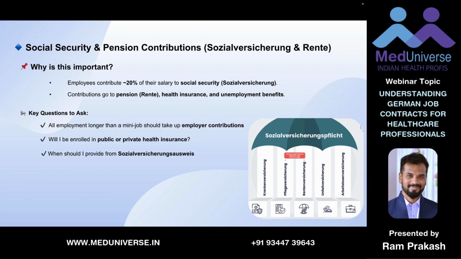When should I provide the social Versicherung Ausweis? When you first come from India to Germany, you will not have this Ausweis. Ausweis means identity card. Here it means a number, an identification number for social security. It will take 2 or 3 weeks to reach you. So this should not affect your salary payment in the first month. So you should ask these questions. When you first reach Germany, you will not have a tax number, you will not have this social Versicherung Ausweis, you will not have a bank account. So all this you have to discuss before coming to Germany.